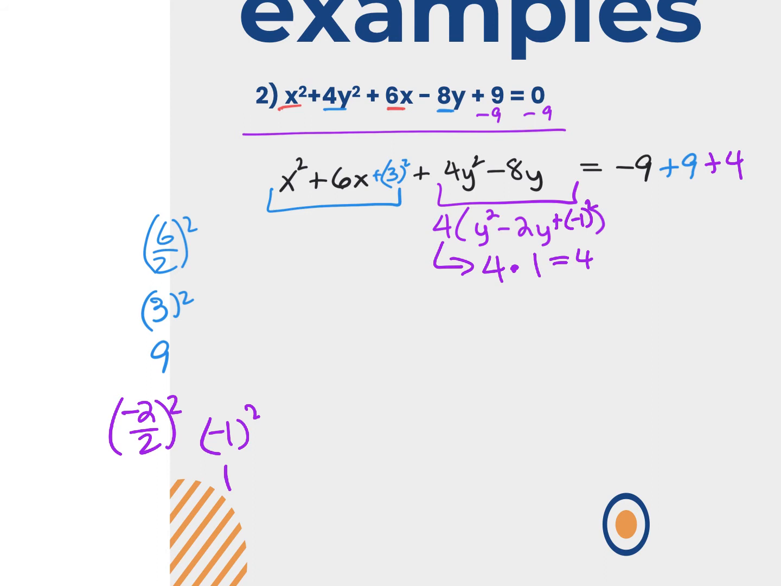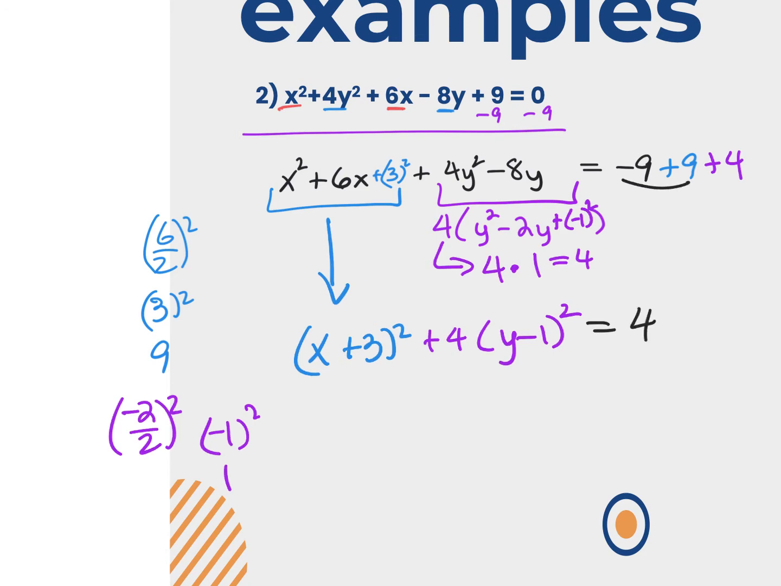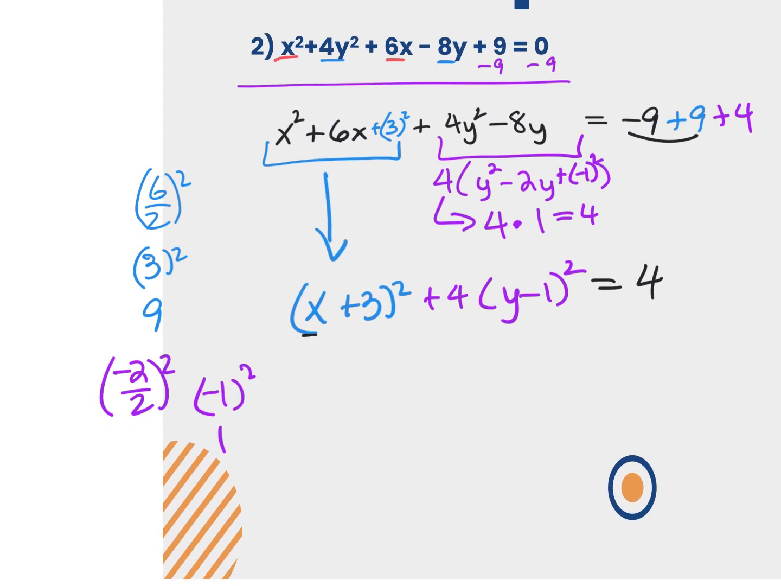So now I'm going to factor the blue. This becomes x plus 3 squared. The purple becomes 4 times y minus 1 squared. And then I can add these up. Negative 9 plus 9 is 0. So I set it equal to 4. Now, the standard form must be set equal to 1. So now I need to divide all 3 pieces by 4 to make it equal 1.